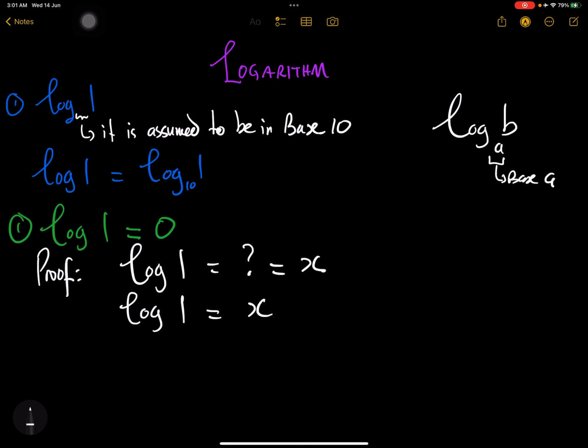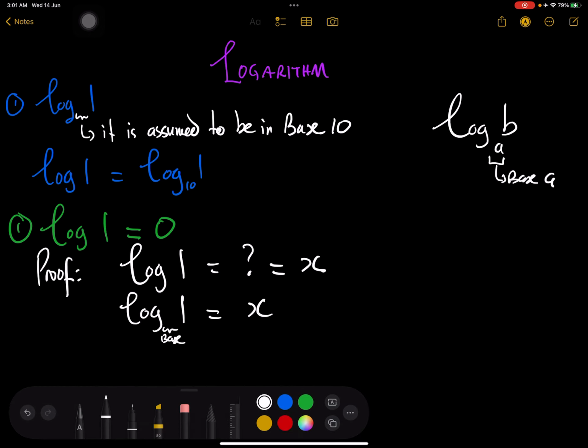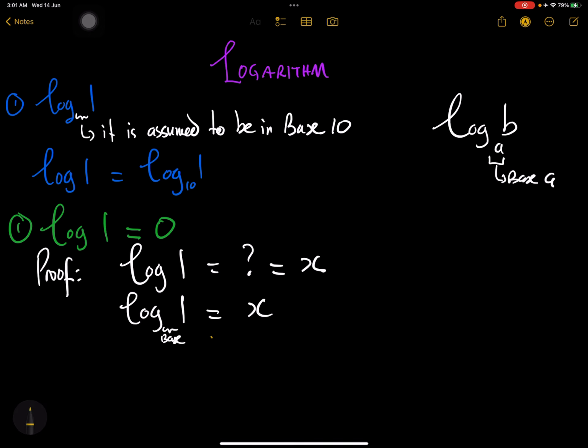Now, we also know that this side is the base. The base here is 10 because nothing is stated there. And if we are in base 10, we have to indicate the base, and the base there is 10. We write the base, and we said this is usually the exponent, so that's going to go on top of the base, which is 10. So 10 exponent x is equal to 1.